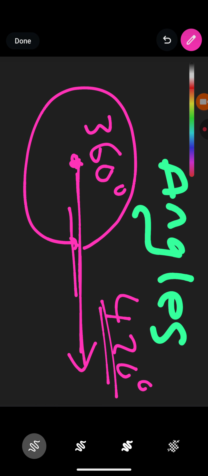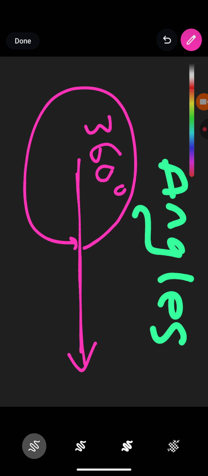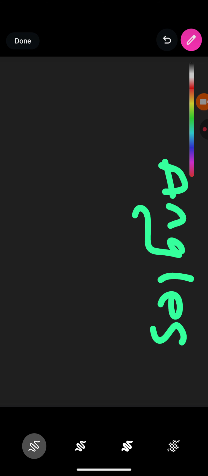Okay, so these are the common types of angles. Next, we look at properties of angles. So the first property is angles on a straight line.